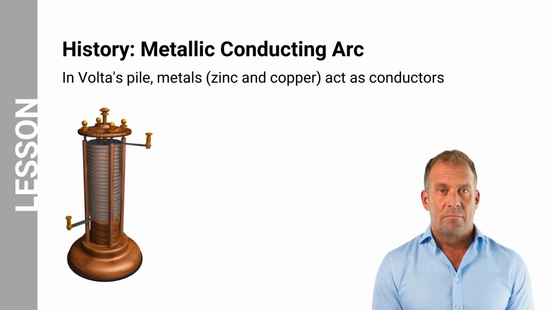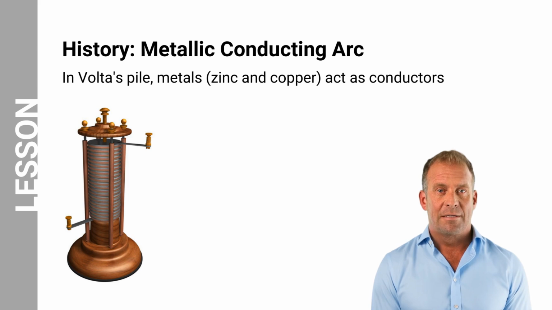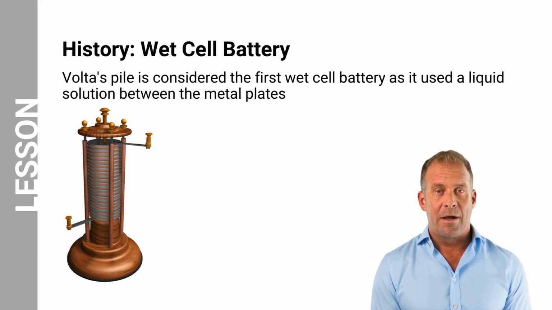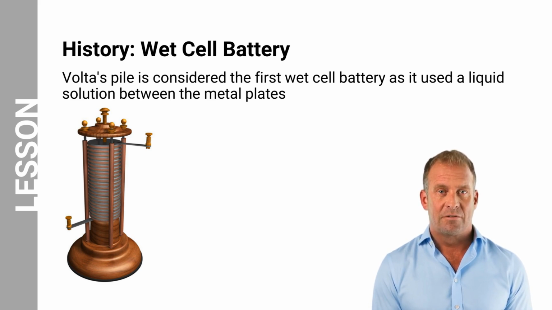In Volta's pile, the metals, zinc and copper, acted as conductors, allowing the electricity generated by the chemical reaction to flow across the pile and complete a circuit. Volta's pile is considered the first wet cell battery because it uses a liquid solution, brine, between the metal plates. This liquid electrolyte played a crucial role in the chemical reactions that produced electricity.